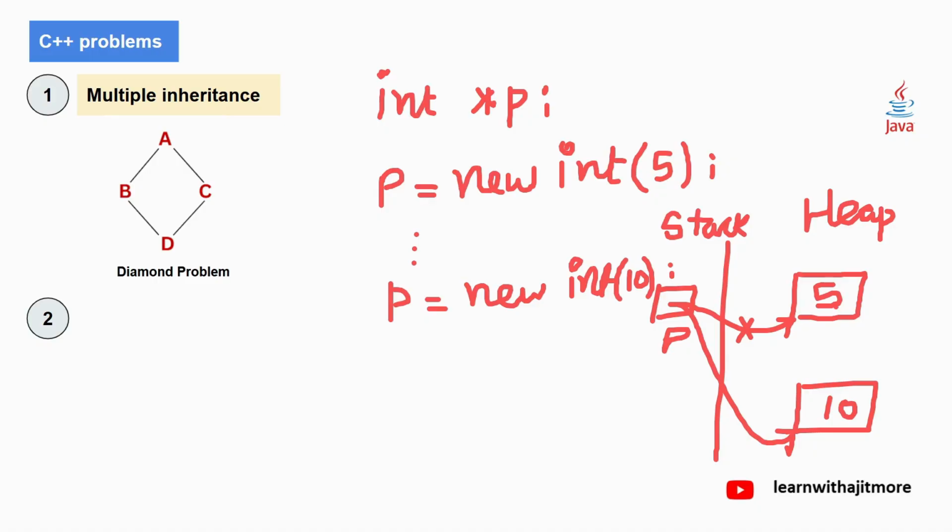Means it is neither freed. Such memory is called a memory leak. So memory leak means that memory which is neither accessible nor freed. The memory which is neither freed nor accessible. Understanding? Getting?